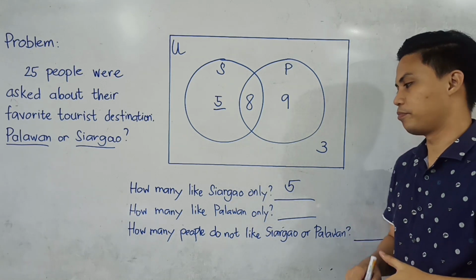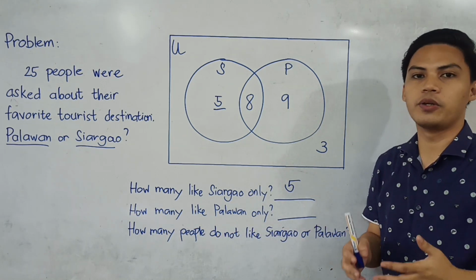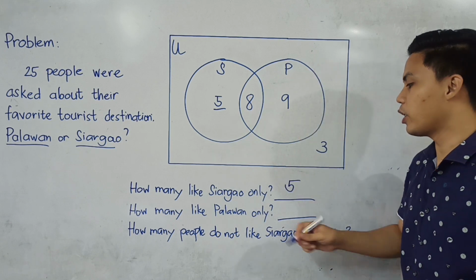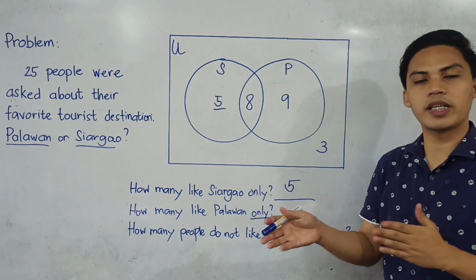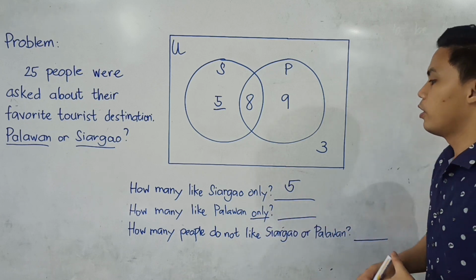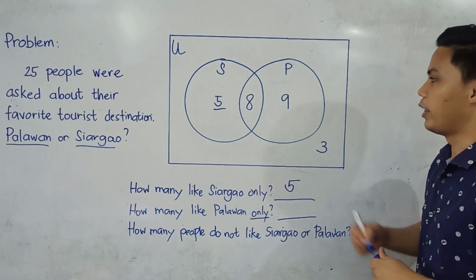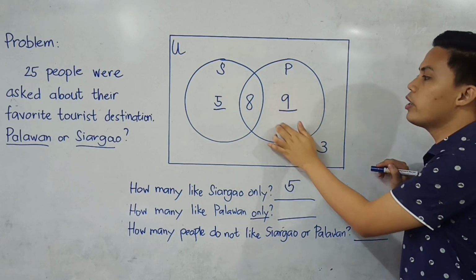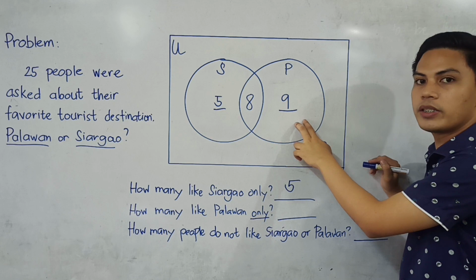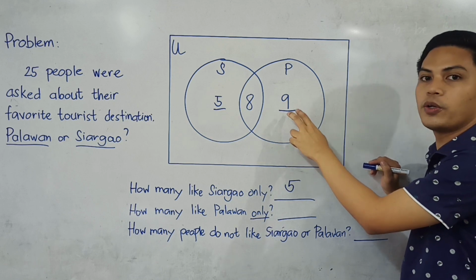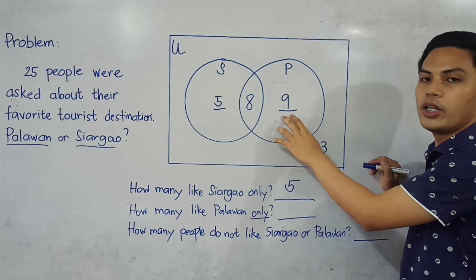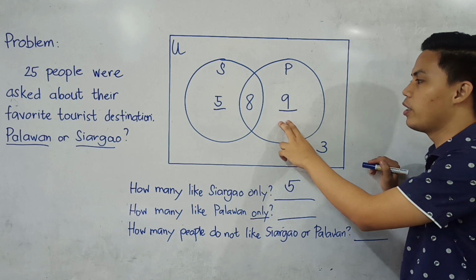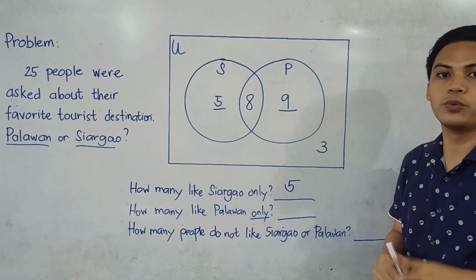How about the second question? How many like Palawan only? So saan kaya tayo na region titingin? So ang keyword again natin would be only. So ibig sabihin hindi isasali yung intersection. So the answer would be 9. Okay. So bakit 9? Kasi itong region na ito, this represents all the elements that are in Palawan only. Okay? So ito yung mga tao na ang gusto lang talaga nila na tourist destination is Palawan lang talaga. Okay? Wala nang iba. So, our answer for question number 2 would be 9.